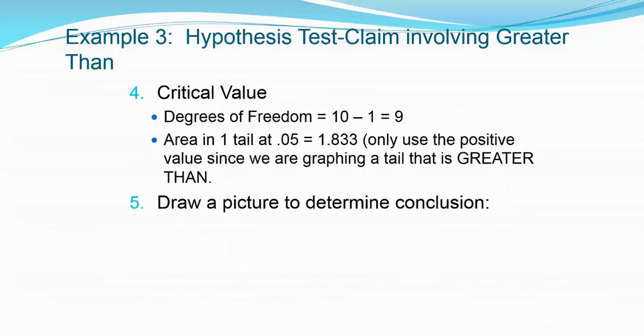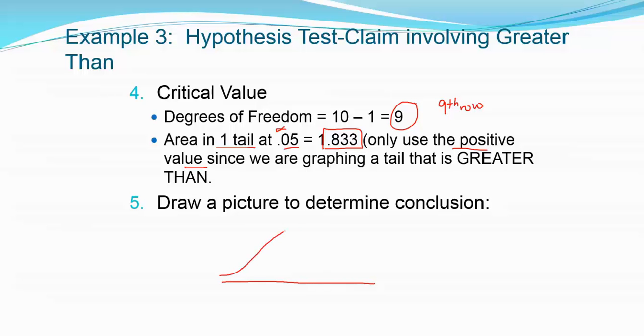The critical value then, we have 9 degrees of freedom, so we take 1 away from the total in our sample. So we want to go to the table A3 and we want to go to the 9th row. Then area in one tail, because remember it was a greater than, so it's a one-tailed test and alpha was 0.05, so that's going to land at 1.833. Only use the positive value because we're graphing a greater than situation.